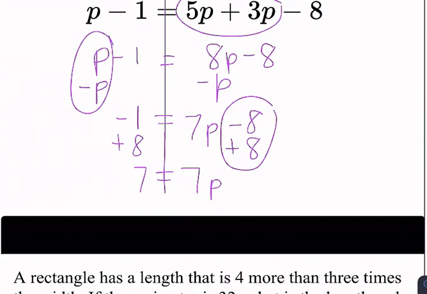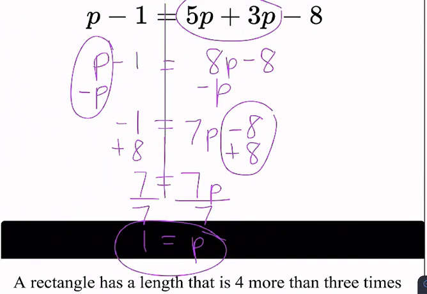Now p is being multiplied by 7. So I want to do the opposite to get rid of it. So I'm actually going to divide both sides by 7, and I'm going to be left with p equals 1. Again, I want to check my answer. So I'm going to plug in 1 every time I see p.